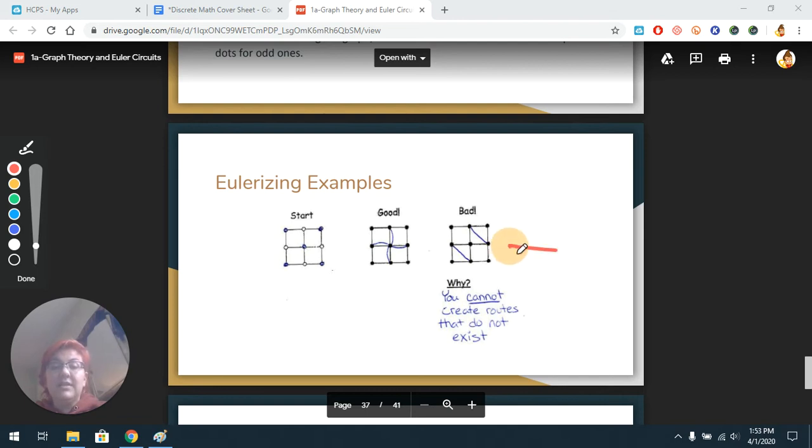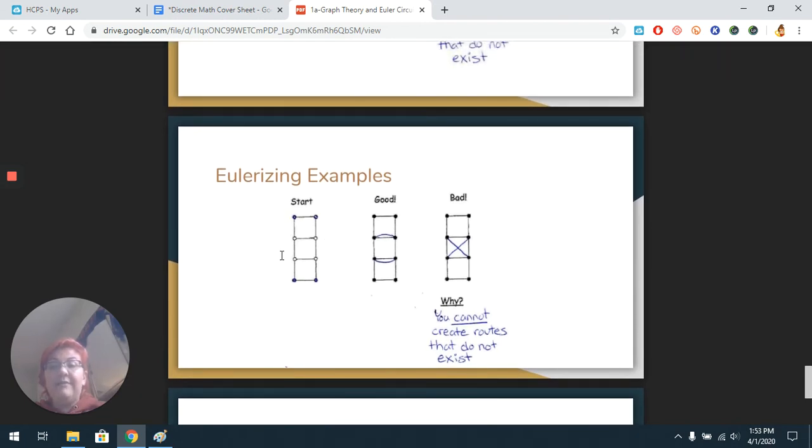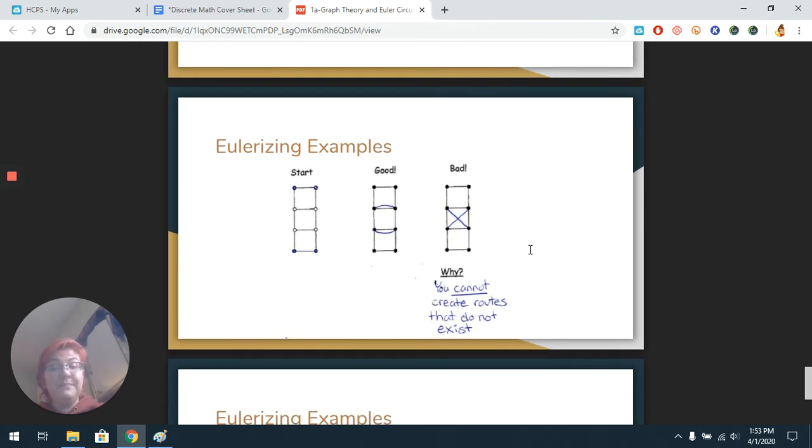Now this is bad. This right here, don't do this. Why? We went off-roading. We created paths or edges where edges didn't exist, and that's bad. Do not create routes that don't exist. Okay, so looking here, I have these that are even, and each of these here has degree 3. So a simple fix is to duplicate 2 edges. This is good. This is bad, guys. Do not create routes that don't exist.